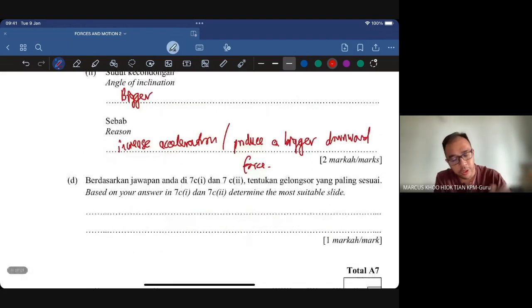Okay, so the most suitable slide is R. In our situation over here, I don't know why they give 2 lines for just 1 letter, but yeah, up to you. As long as you answer the question, don't worry about the amount of space that you have.